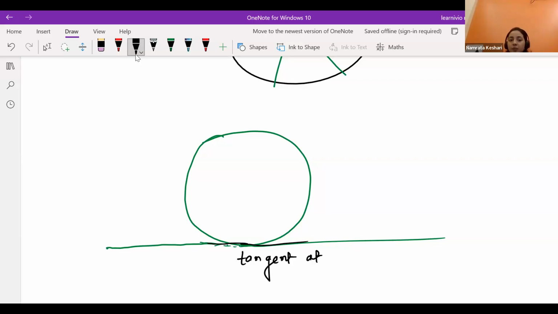Suppose this one is point P. The line which I have drawn over here, let's call it line AB. So line AB is tangent to the circle at point P. This point P is called the point of contact, because it is touching the circle at that point. You can see from the name that it is obvious.